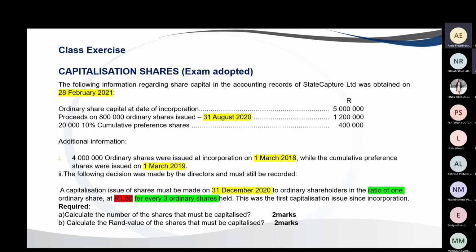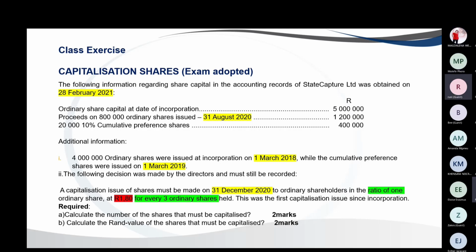Thank you. So for part A, what did you get? I got 4.8 million. Okay. Yes, Darlene? I also used the 4 million shares plus the 800,000, which gave me 4.8 million shares. That was for part A. And then for part B, I multiplied the 4.8 million by 1/3, which gave me 1.6 million, which I multiplied by R1.80, which gives me 2,880,000 rand.